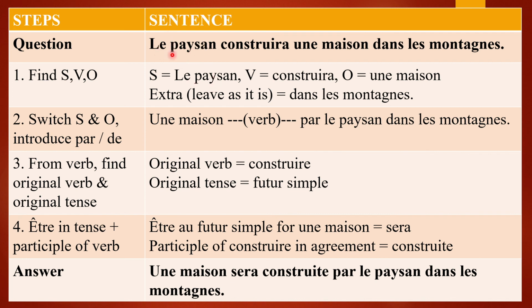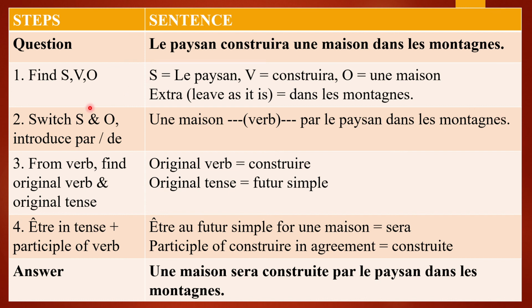So the question here is: le paysan construira une maison dans les montagnes. So your first step is to figure out what is your subject, verb, and object. Your subject here is le paysan because it's the farmer or the peasant who's doing the work of constructing. Your verb is construira. The object is une maison. You have extra dans les montagnes, which is not important. Leave it where it is at the end of the sentence.